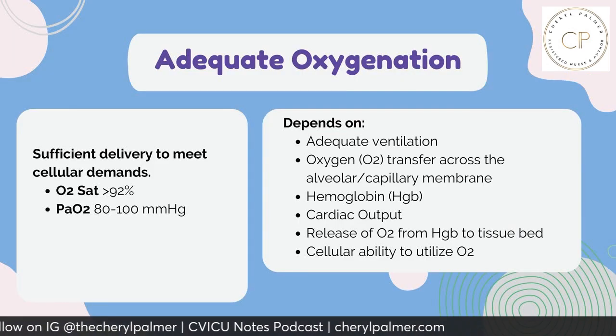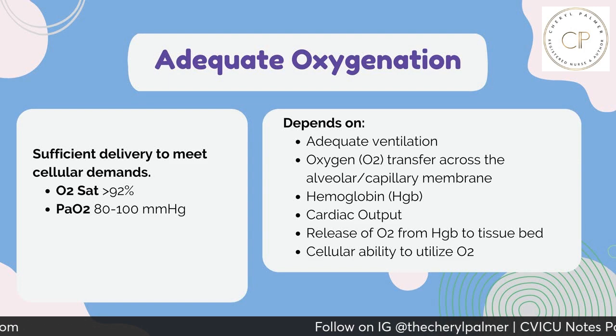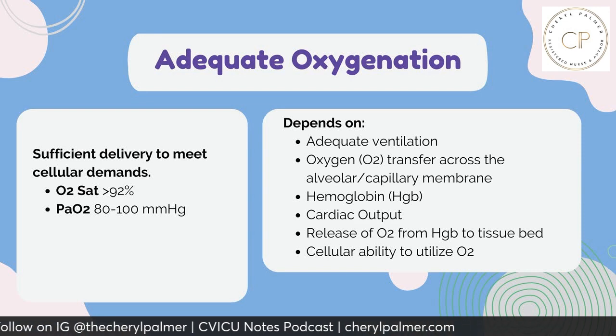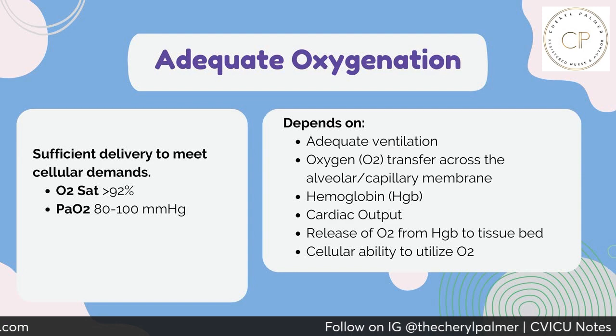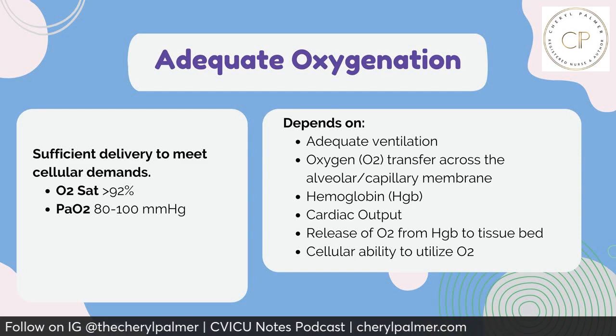Adequate oxygenation depends on adequate ventilation, oxygen transfer across the alveolar capillary membrane, hemoglobin, cardiac output, release of oxygen from hemoglobin to the tissue bed, and cellular ability to utilize oxygen. Sufficient delivery to meet cellular demands. Your O2 sat has to be 92% or more. Your PaO2 should be 80 to 100.